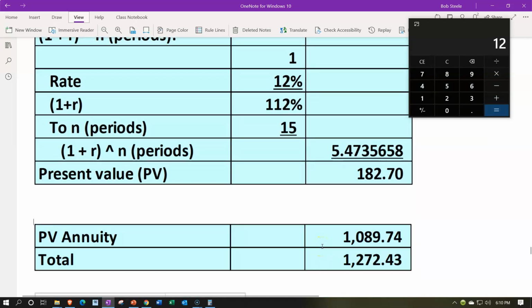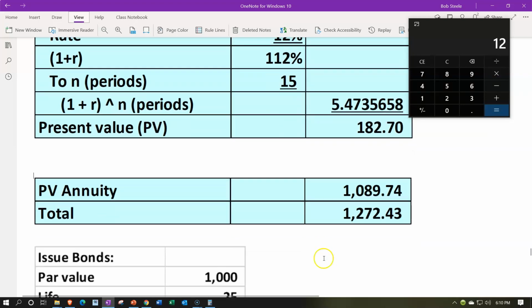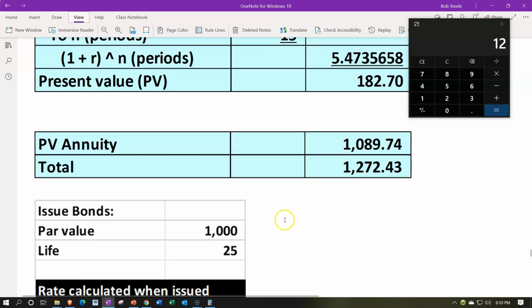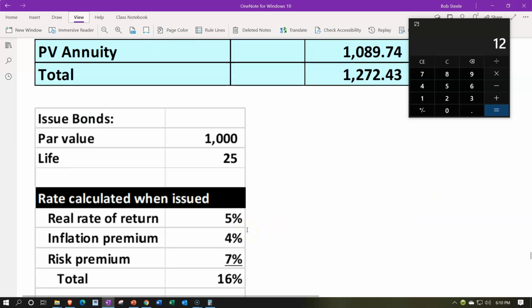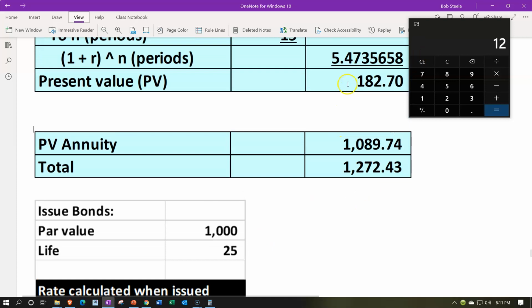Once again, adding that to what we got with the annuity, 1,089.74, gives us that 1,272.43, the value or price of the bond at the 12% rate. That amount is greater than the par value, the 1,000, due to the fact that the rate on the bond is higher than the market rate. Okay, so let's get to this number again, this 182.